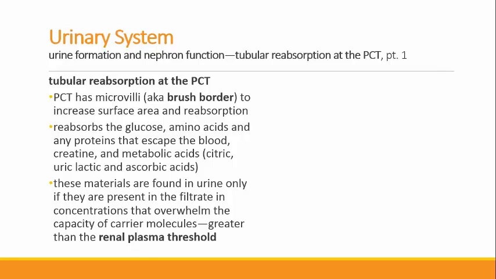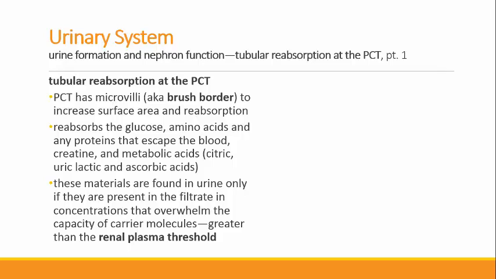So that amount, the amount that the proximal convoluted tubule can reabsorb, is referred to as the renal plasma threshold for that carrier, for that molecule. So, for instance, people who have uncontrolled diabetes, where blood sugar gets so high that the glomerular filtrate does not remain in the proximal convoluted tubule long enough to gather back all the glucose.